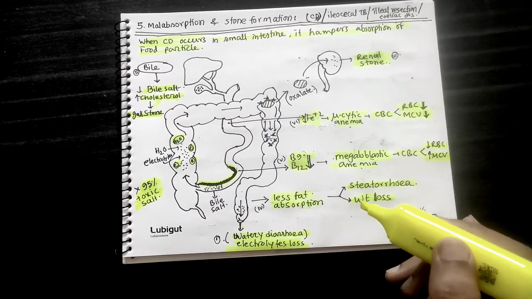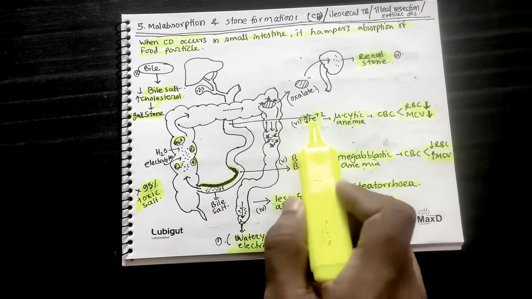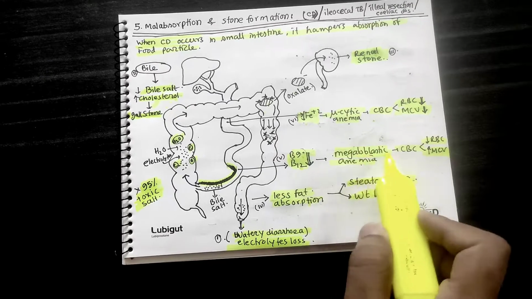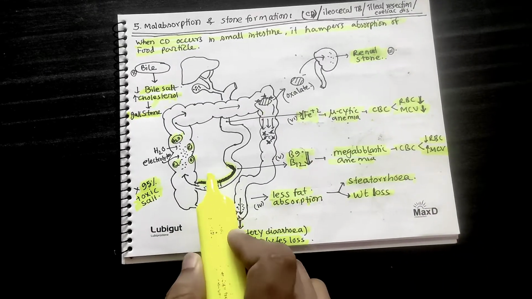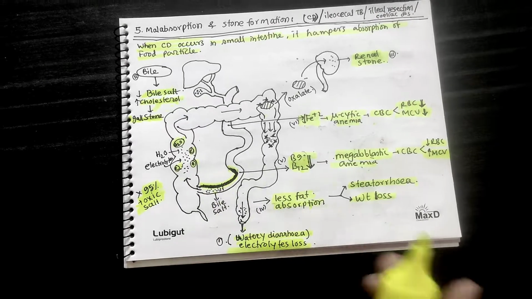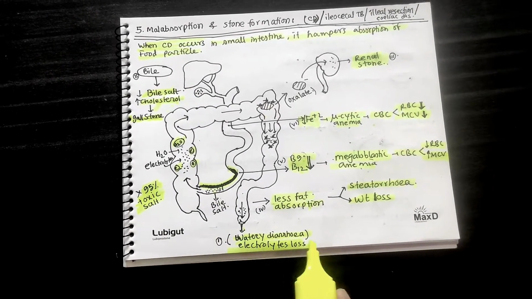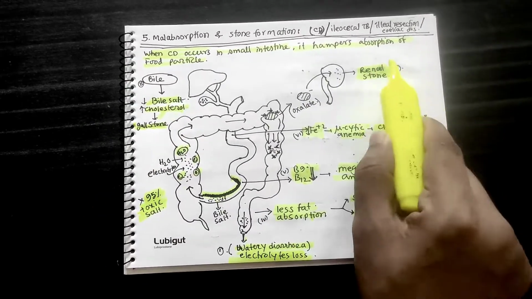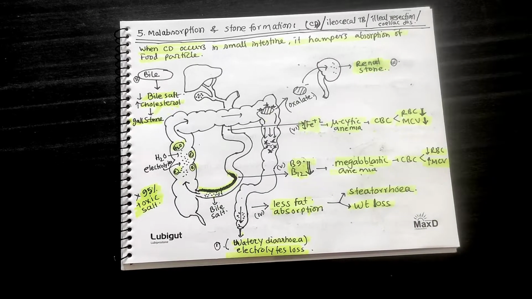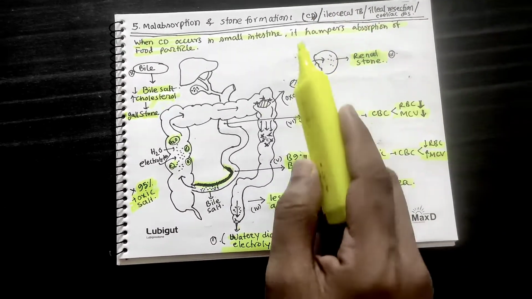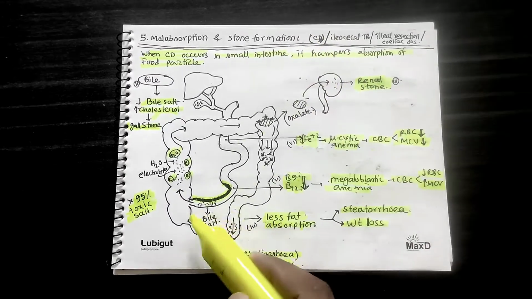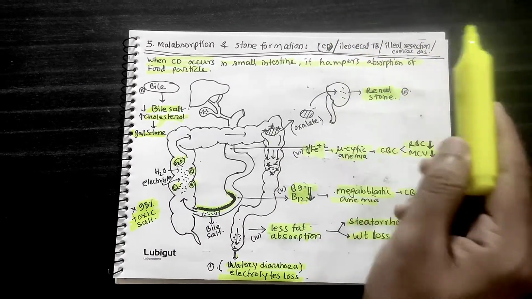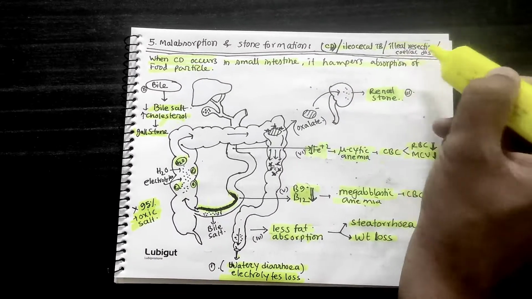So if we tell the effects: when iron absorption is lost, microcytic anemia. When vitamin B12 and B9 absorption is reduced, it causes megaloblastic anemia. When bile salt absorption is reduced, it causes 4 things. Number 1, watery diarrhea with electrolyte loss. Number 2, gallstone. Number 3, renal stone. Number 4, steatorrhea and weight loss. And we know that some diseases can cause reduced absorption of bile salt and vitamin B12. What are the diseases? Crohn's disease, ileocecal TB, then ileal resection, and also celiac disease.